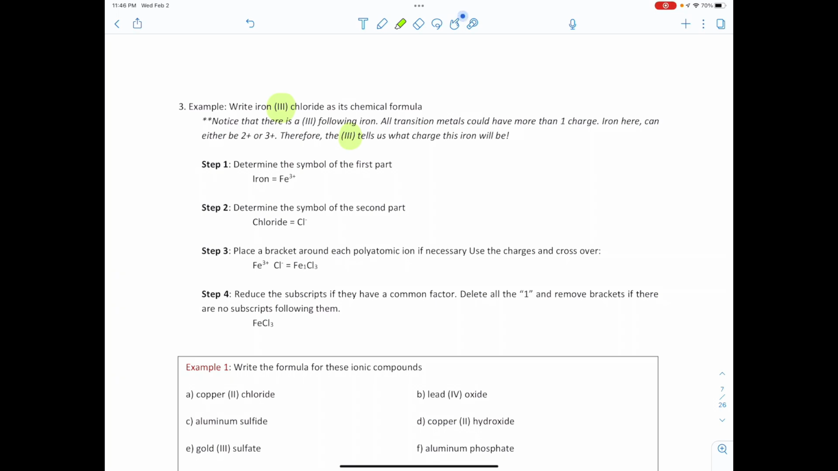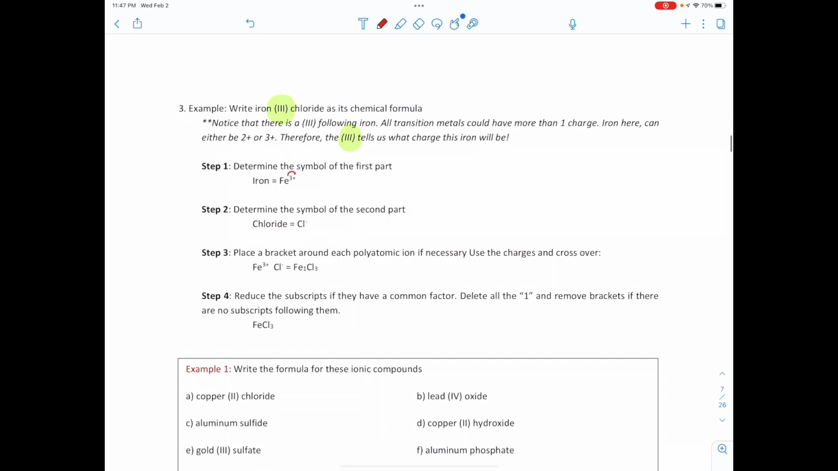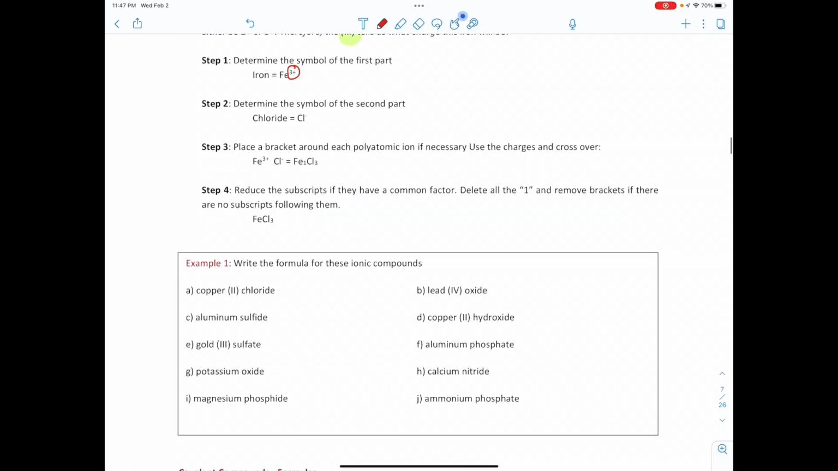So step 1, we're going to determine the symbol of the first part. So Fe, that's the symbol. And because the Roman numeral 3 follows the iron, therefore we know that the charge is going to be 3+. Step 2, we're going to determine the symbol of the second part. So chloride, which is chlorine, that has a charge of that invisible 1. Okay, we're going to put brackets around the polyatomic ions if necessary, and we're going to use the charges and cross over. So we don't have any polyatomic ions, so we don't need any brackets.